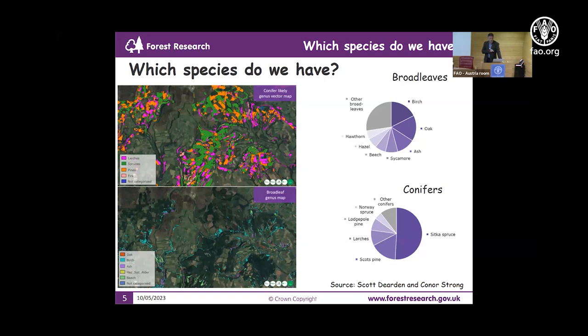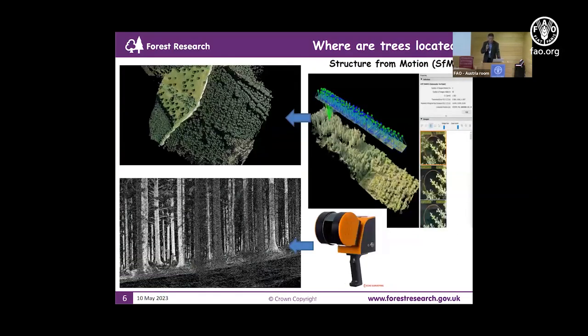So this is an application developed by some of my colleagues at Forest Research that is combining satellite imagery of different characteristics, radar and optical data. So we got about 95% accuracy at the genus level. The species level, well, it's still a long way to go.